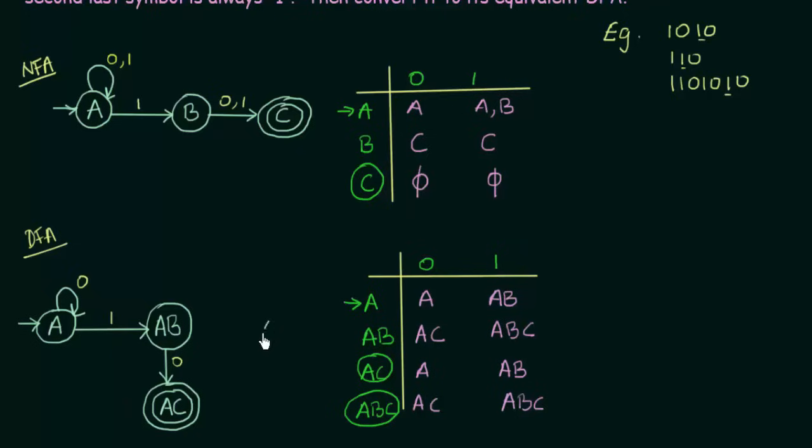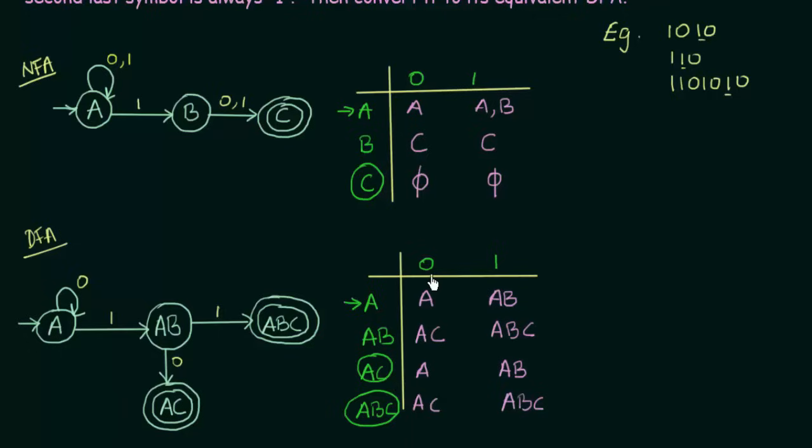So here I'll make another state called ABC, and ABC is also a final state, so I put 2 circles around this ABC. So AB goes to ABC on getting input 1. Alright, this one. Now let's check state AC.